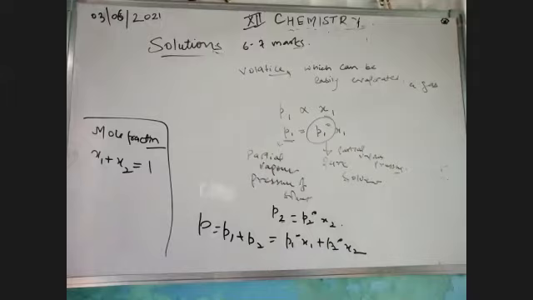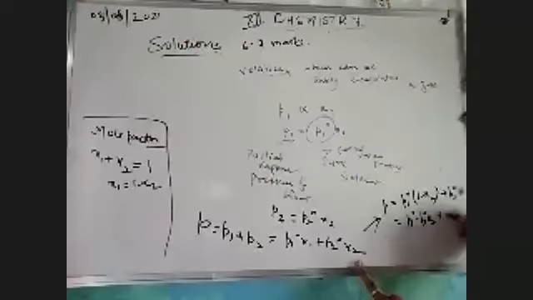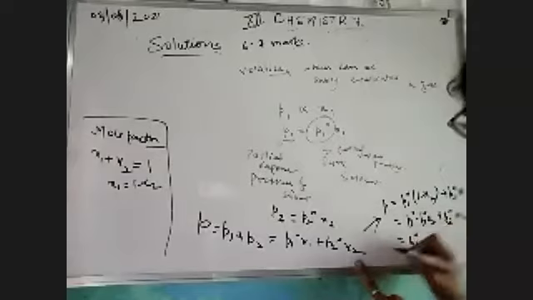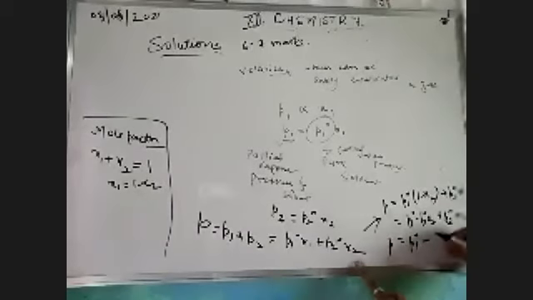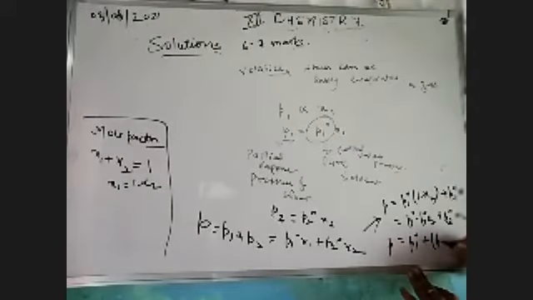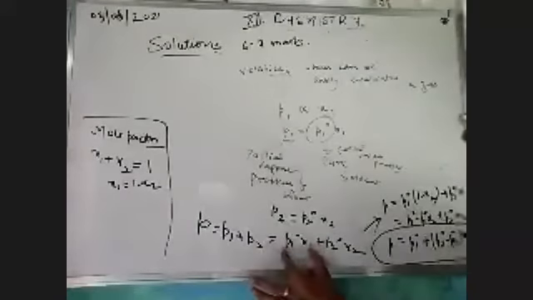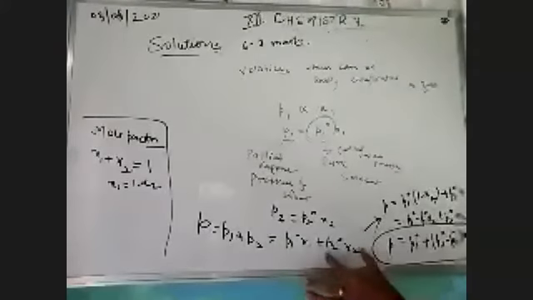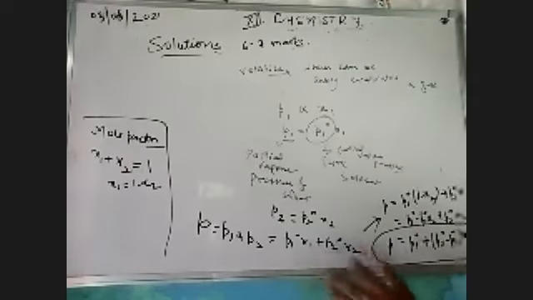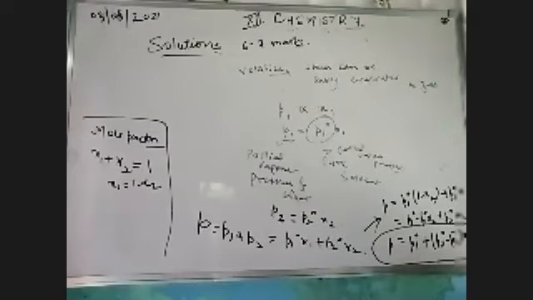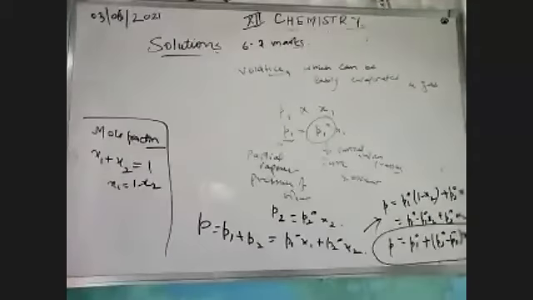So what would we get? P equals P1 naught plus (P2 naught minus P1 naught) x2. This is given by Raoult's law. That means it tells us that the total vapor pressure is equal to the partial vapor pressure of one component multiplied by its mole fraction, plus the partial vapor pressure of the other component multiplied by its mole fraction. Clear? Now we have done the concept of Raoult's law.